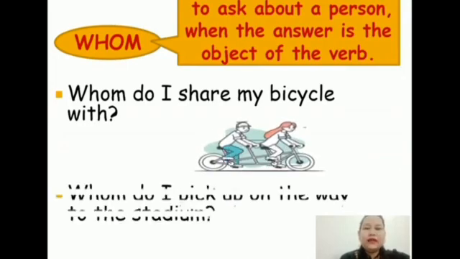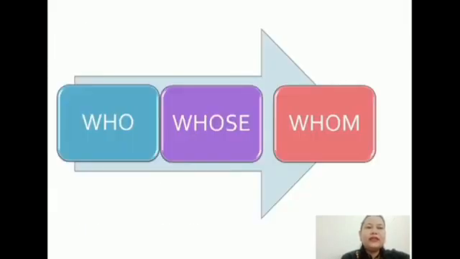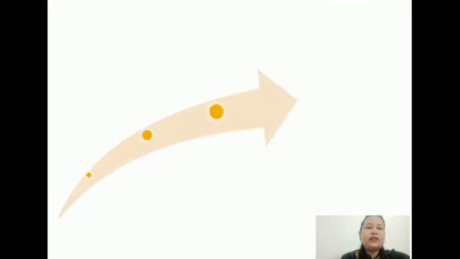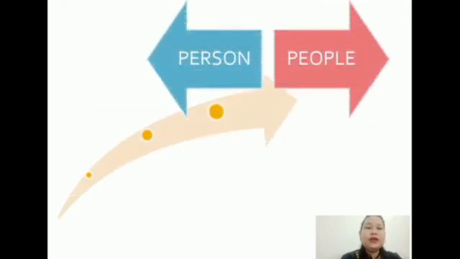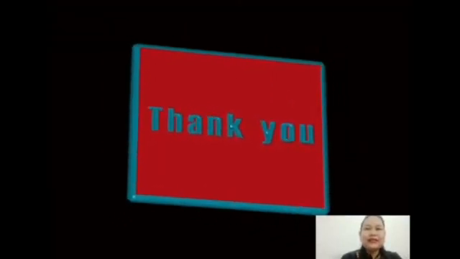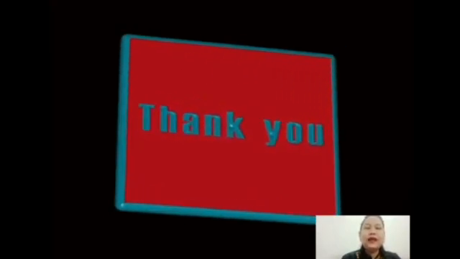Let's see one more example. If I ask you, whom do I pick up on the way to the stadium? Yes, you're right. I pick up Sam. Right. So over here we are talking about a person. Okay. So children, always remember that WH words like who, whose and whom are particularly used to ask about a person or people. Right. So children, today in this video we have learnt about WH words who, whom and whose.